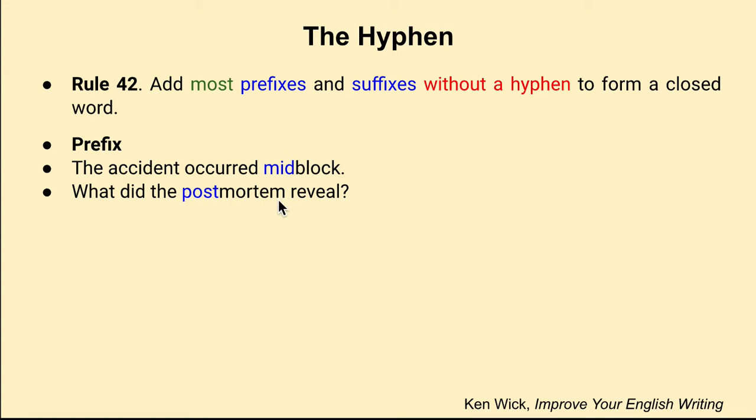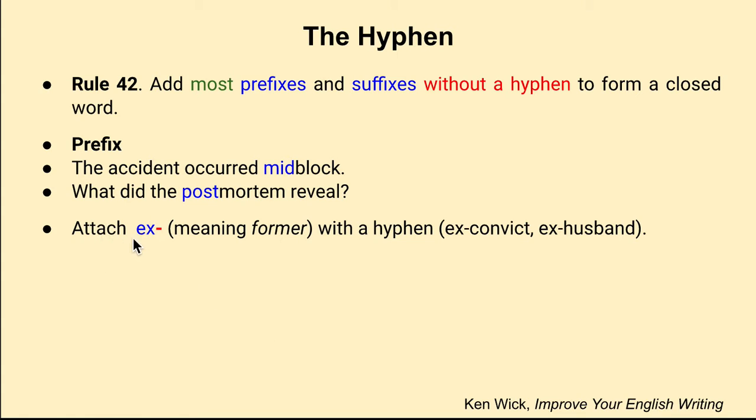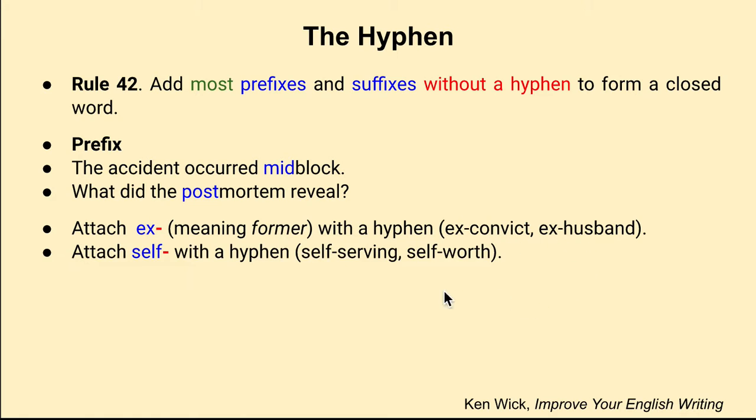What did the postmortem reveal? Once again, you add most prefixes without a hyphen to the word. But here's an example of the prefix ex, meaning former, which you add with a hyphen, so ex-convict or ex-husband for some examples. And the prefix self, you add with a hyphen, for example, self-serving or self-worth.